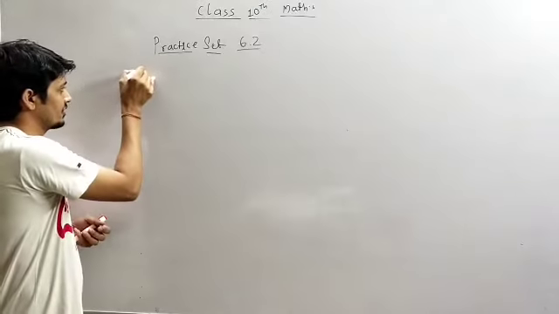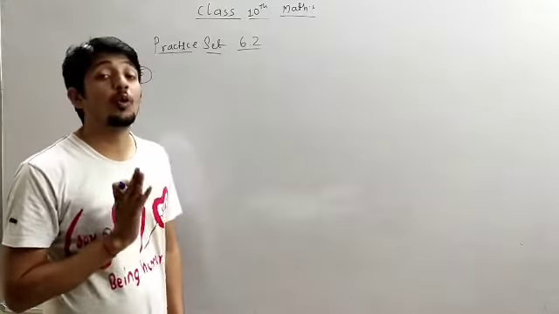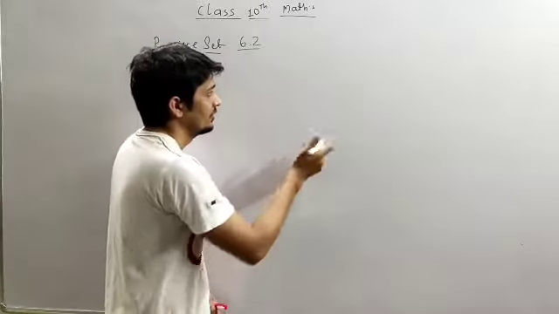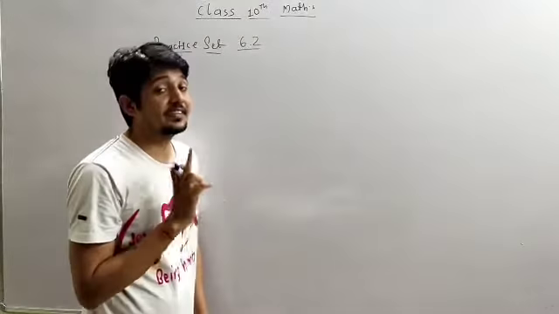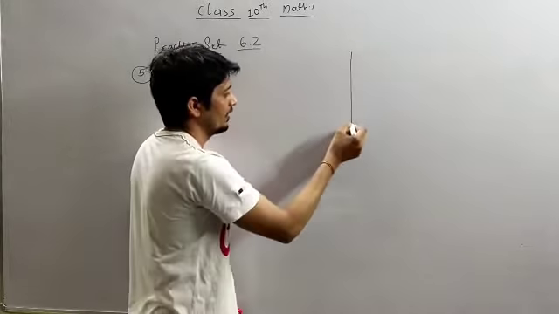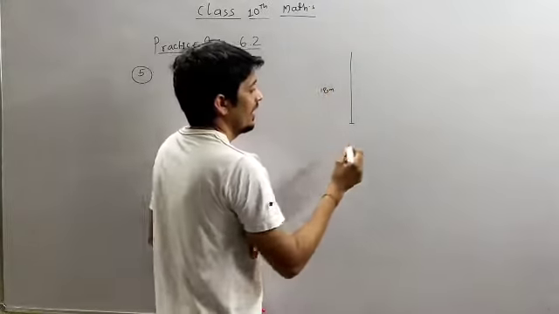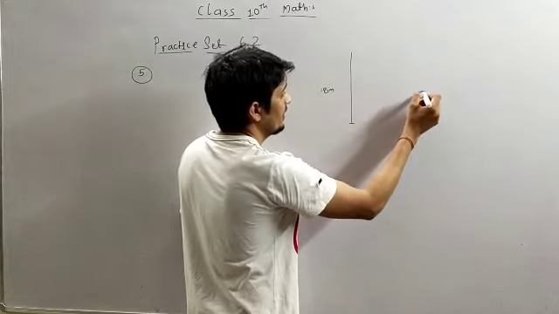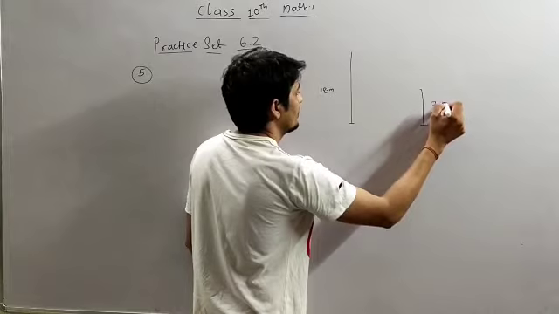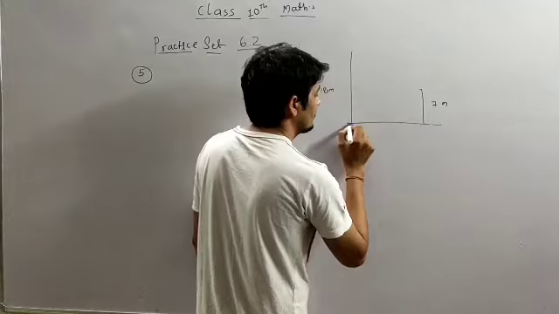So, fifth question. The fifth question says there are two poles, erected on the ground, and their heights are 7 meter and 18 meter. So we have pole 1 whose height is 18 meter and another pole which has a height of 7 meter. They are on the surface of the ground.